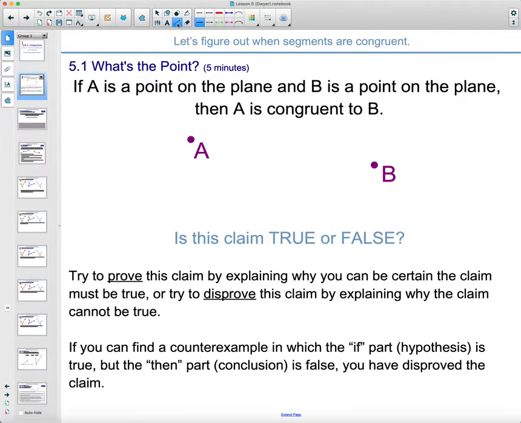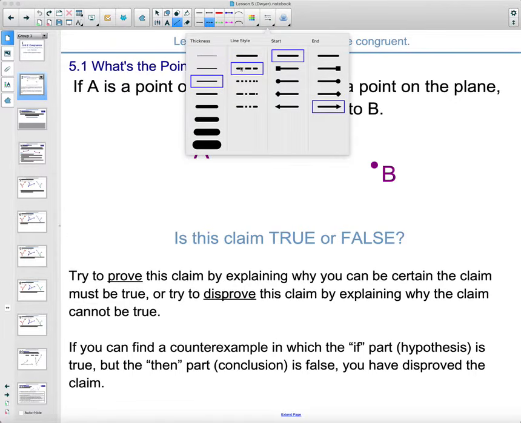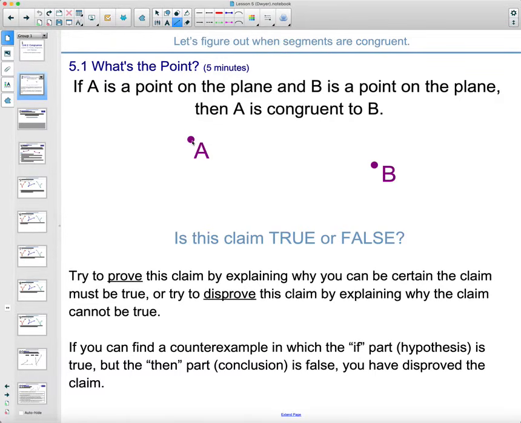Another way you could have said it is that you could come up with a reflection. If you reflect A over the perpendicular bisector of segment AB, that's definitely going to work as well.